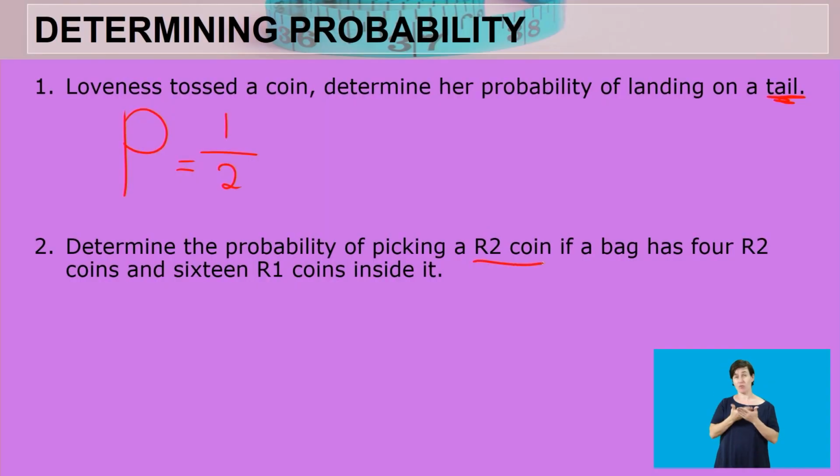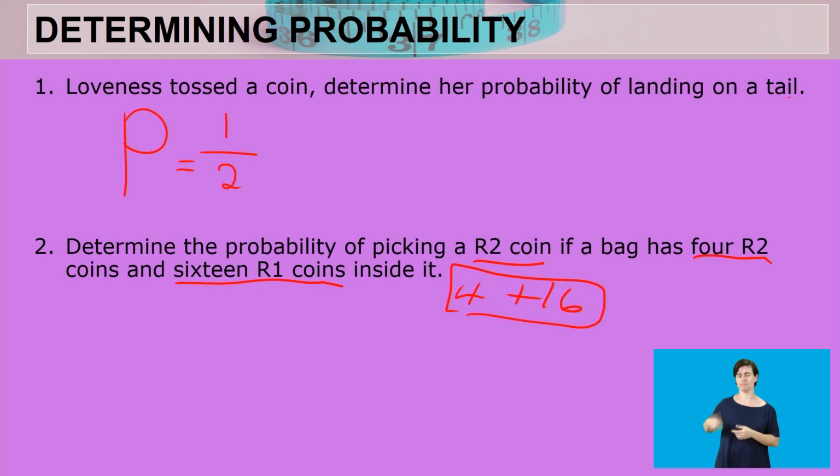Question 2 says, determine the probability of picking a 2-rand coin if a bag has 4 2-rand coins and 16 1-rand coins. So plus 16. This is the number of coins that we have in the bag. Probability is equal to, how many coins do we have inside the bag? We've got 4 plus 16, which is 20. The question requires us to give the probability of picking a 2-rand coin. How many 2-rand coins do we have in that bag? We've got 4 of them. So it's going to be 4/20.